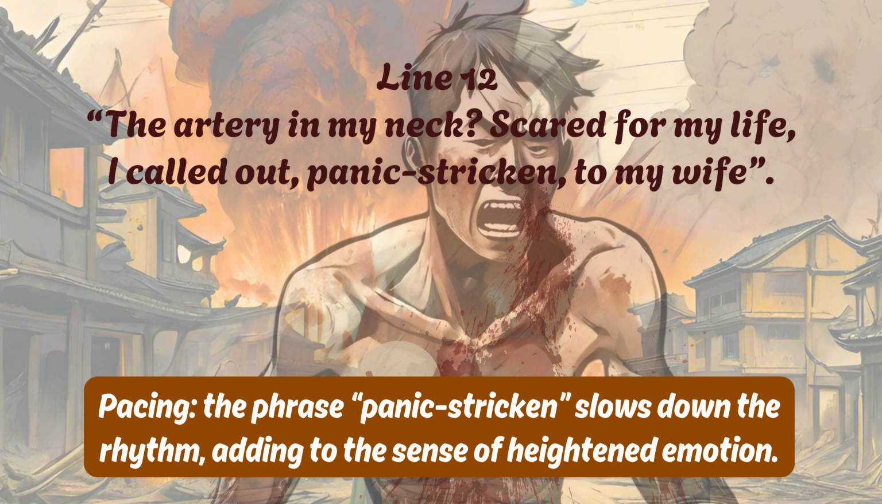And we know that pacing is a literary device that refers to the speed at which the story unfolds. Okay, now there are two types of pacing, quick pacing and slow pacing. So we may say that the phrase panic-stricken slows down the rhythm. That is why it is an example of pacing, adding to the sense of heightened motion. Alright, now it also suggests that the speaker is in a frantic, almost slow motion moment where he realizes the full extent of the danger he finds himself in.